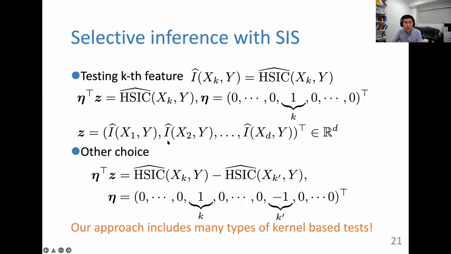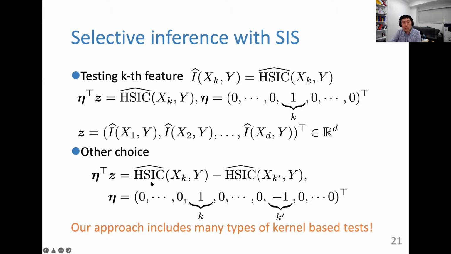Again, Z is a D-dimensional vector like this. So now we can write the HSIC values, and then we can use the polynomial lemma to test. This representation is very nice because we can use other types of eta to do other types of testing. For example, if you want to test only the k-th feature, we just need to set eta to the one-hot vector.